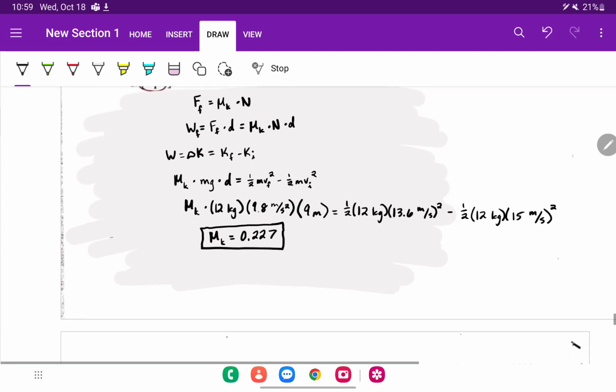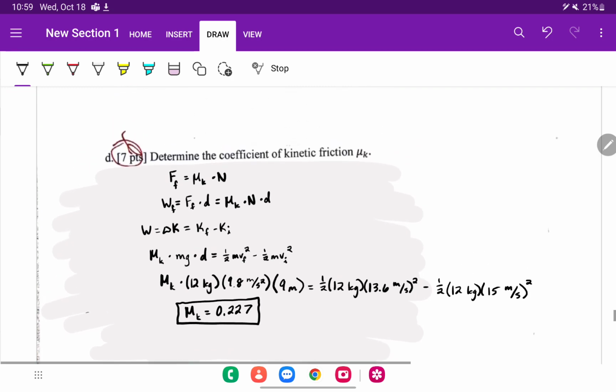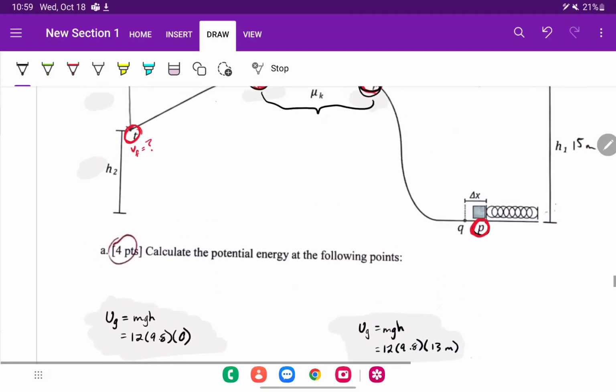And since it's a coefficient, you can ignore a negative sign. For me, I got a negative sign. It's just because we're losing energy, and so when it's K final minus K initial, you're going to get a negative number. It's like taking the absolute value of that, because the coefficient of kinetic friction is always going to be positive. So we get 0.227. So that concludes the whole workout 2.